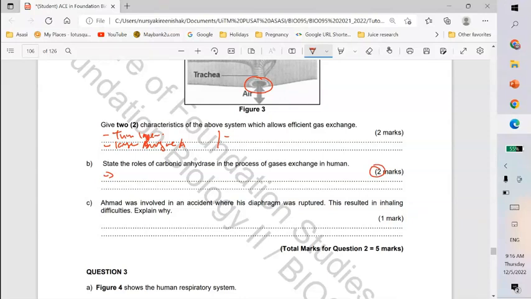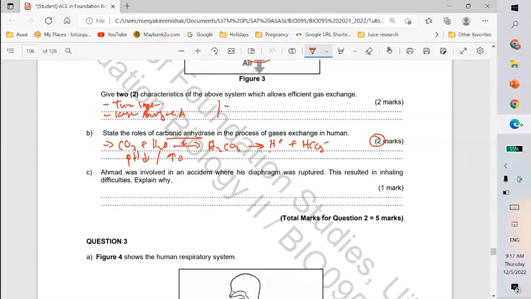Or, the simplest way, you write the reaction: carbon dioxide plus water, catalyzed by the enzyme carbonic anhydrase to produce carbonic acid, which then splits into hydrogen ion and also bicarbonate ion. So this increases the acidity of the blood. Okay, thank you, Aina. Next, Nur Aisha Humaira.